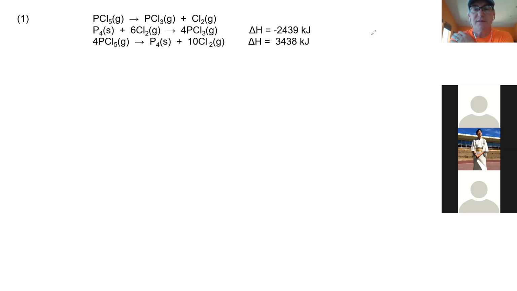So it's plus 3438 kilojoules. So is that energy going into the reaction or is it coming out of the reaction? Into. Where's it coming from? Outside? Right. So the energy is coming from the outside into the reaction.